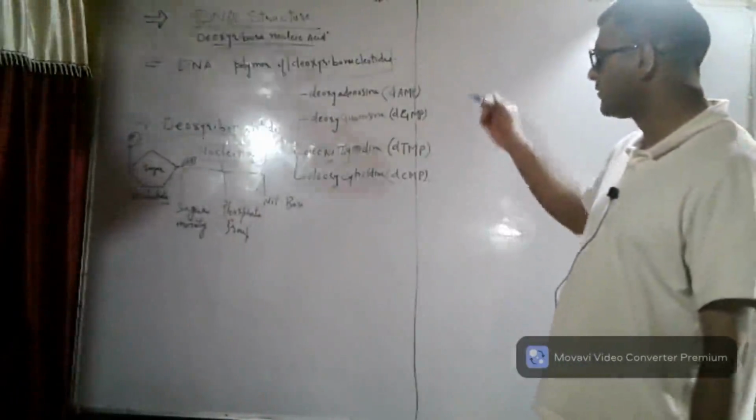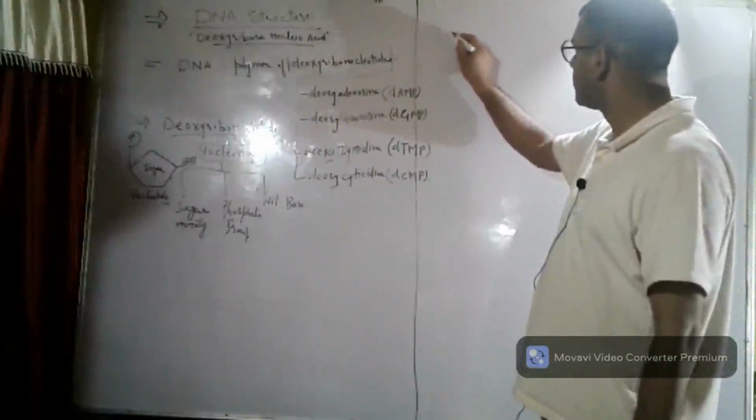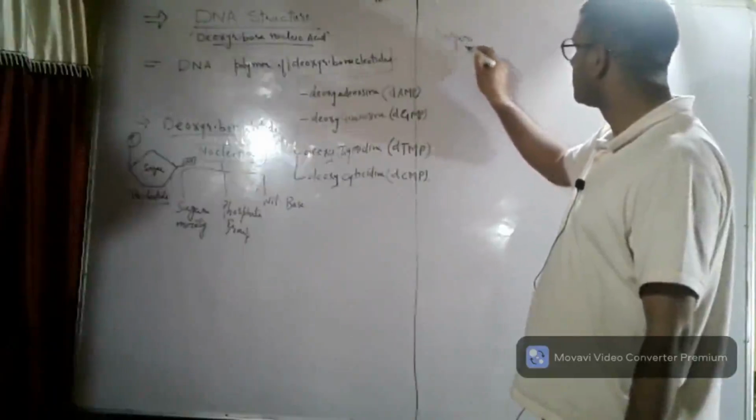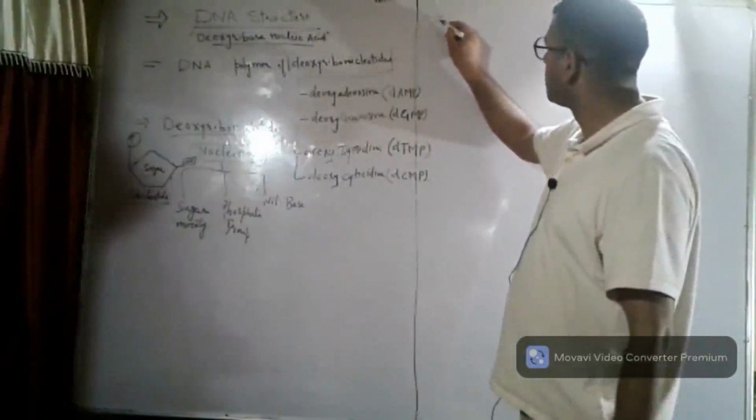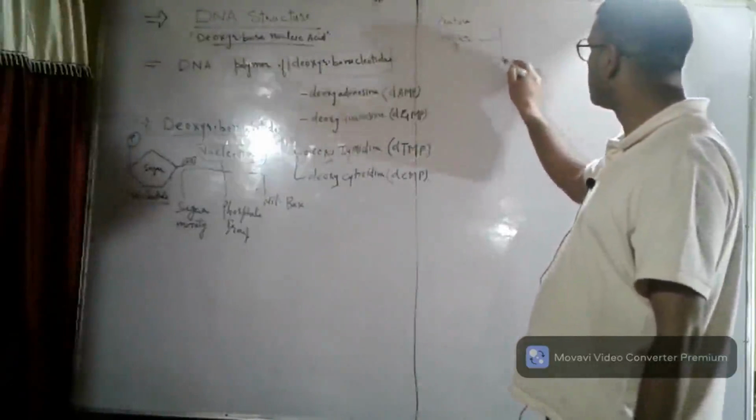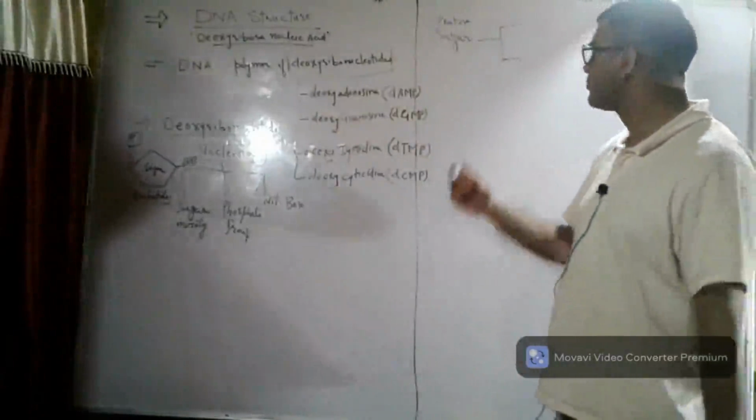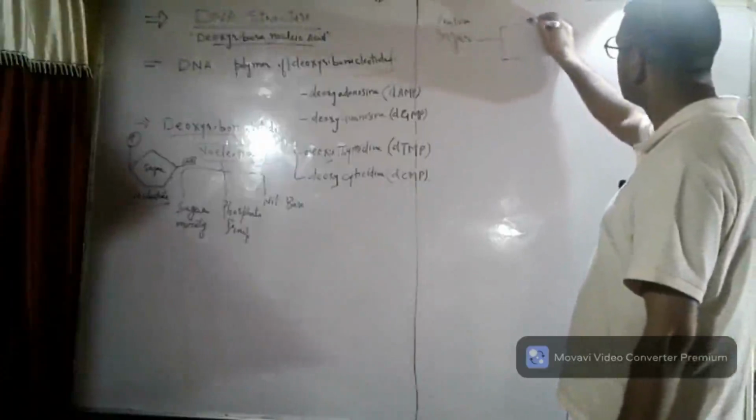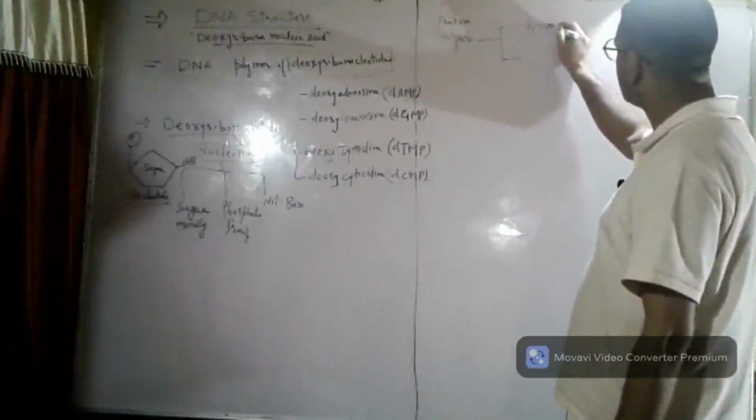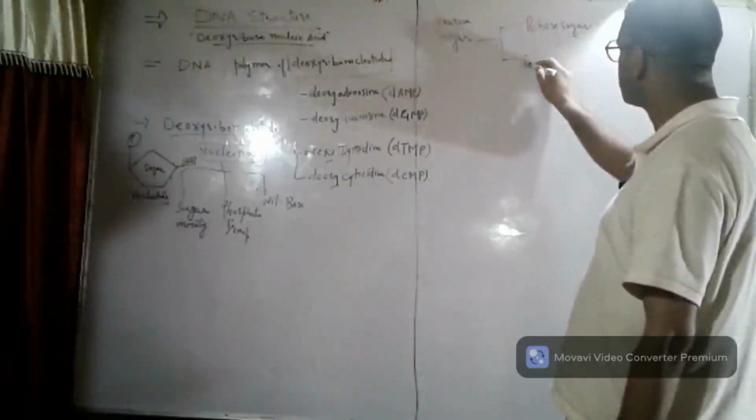First we have sugar. This is a pentose sugar. In the case of DNA and RNA, this sugar is of two types: one is ribose sugar, and another is deoxyribose sugar.